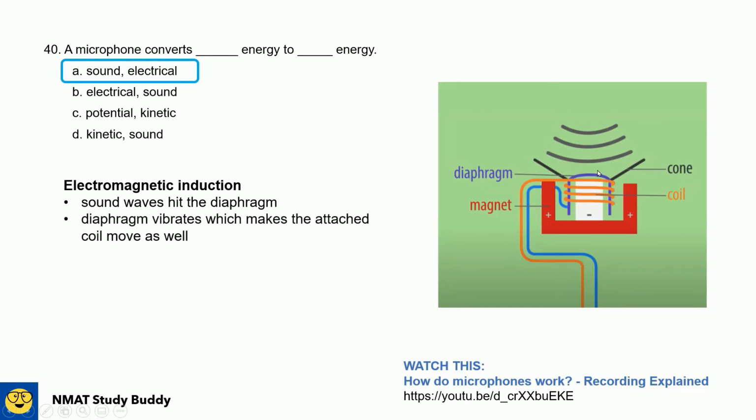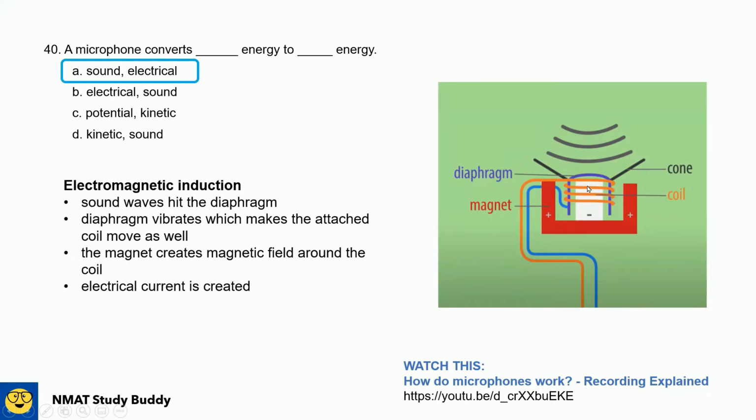And because of that, the diaphragm will vibrate, which makes the attached coil move as well. And then, this magnet will create a magnetic field around the coil. And due to that, an electrical current will be created. To see the animation of how the microphone works, you can watch this video. The animation is nice. I will put it in the description.